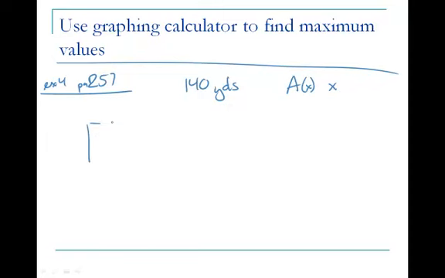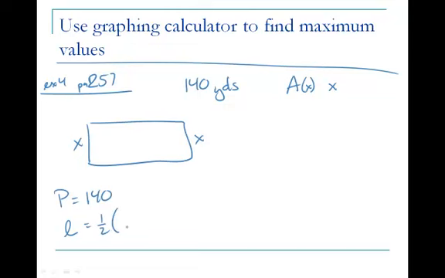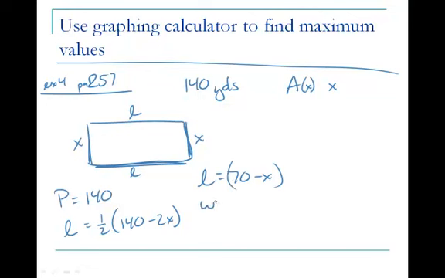So let's draw a picture. I'm going to call my width x. So I have x and x here. If my perimeter can be 140, then the length of each side is going to be half of 140 minus 2x. I've got to take 2x away for what I've already used for my widths. I have 2 lengths, so each of those is going to be half of the remaining fencing. In other words, my length is going to be 70 minus x. My width will be x.